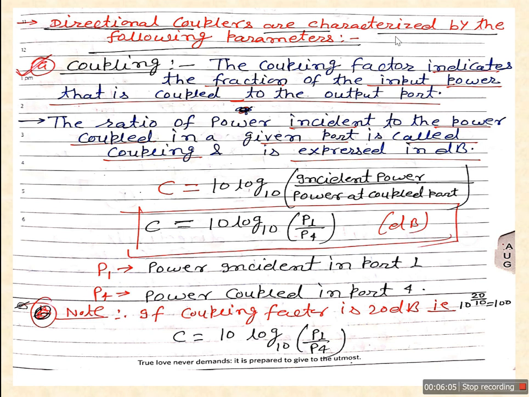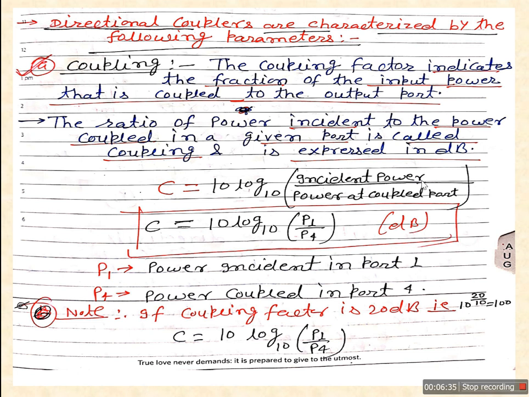Directional couplers are characterized by the following parameters. Coupling. The first parameter is coupling. The coupling factor indicates the fraction of the input power that is coupled to the output port. Whatever power is given to the input port, how much fraction of the power is coupled to the secondary waveguide. How much power is sent to the secondary waveguide.